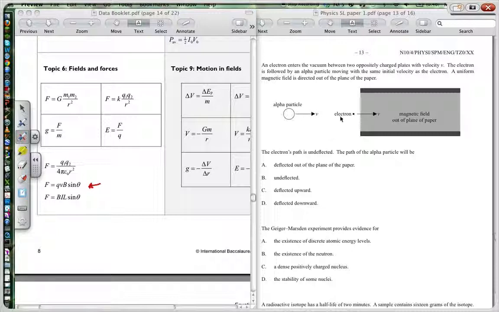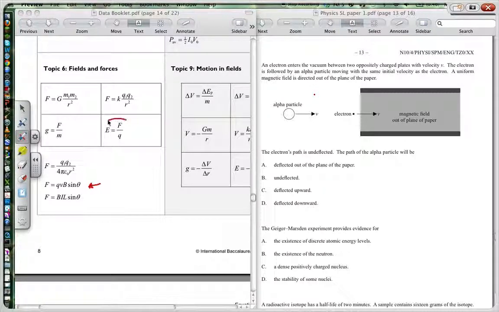Okay, so we have an electron enters the vacuum between two oppositely charged plates with a velocity v. The electron is followed by an alpha particle moving with the same initial velocity as the electron. The uniform magnetic field is directed out of the paper. So it says the electron's path is undeflected. The path of the alpha particle will be. Now there's two formulas that we're going to actually have to use here.